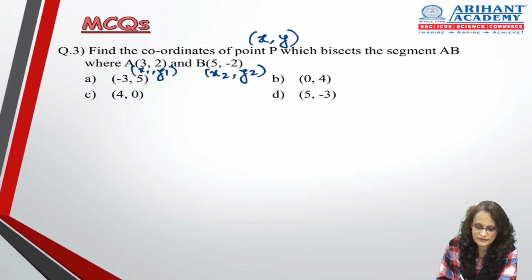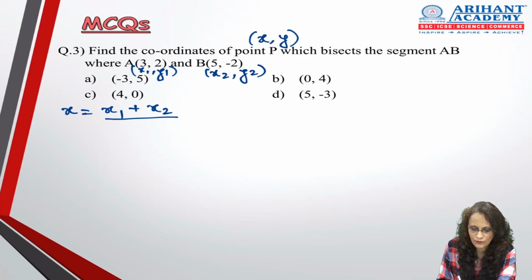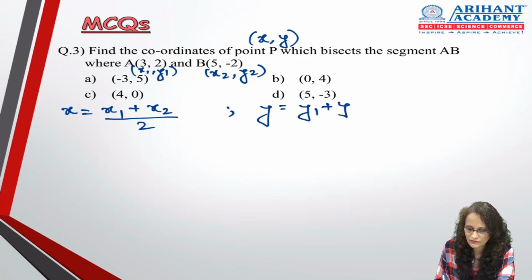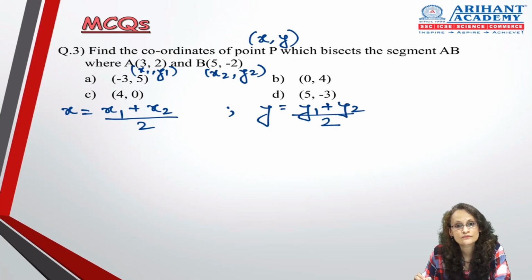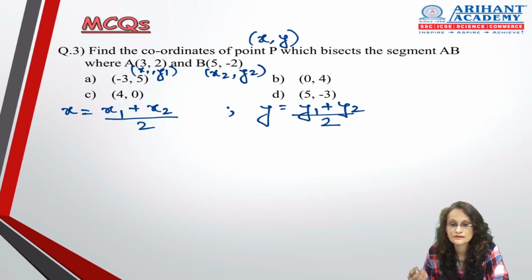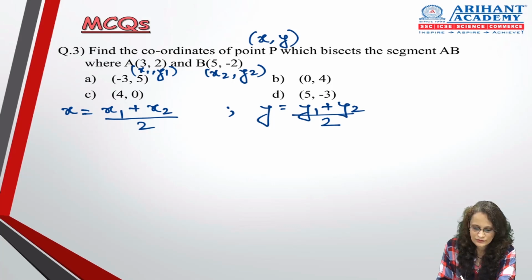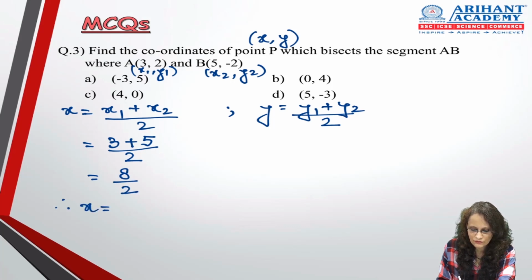Now, we will take the formula for x, which we have learned is x is equal to x1 plus x2 upon 2, and y is equal to y1 plus y2 upon 2. Formula डालते ही you know what is the next step? Substitution of the values. ठीक है? So x1 is my 3 plus x2 is my 5 upon 2. Now 3 plus 5 is 8 upon 2. So therefore x will be 4.